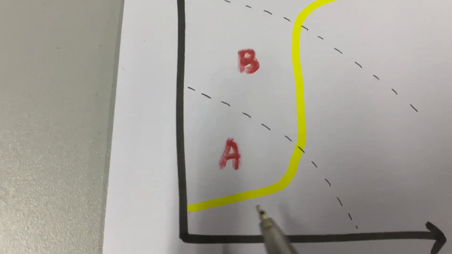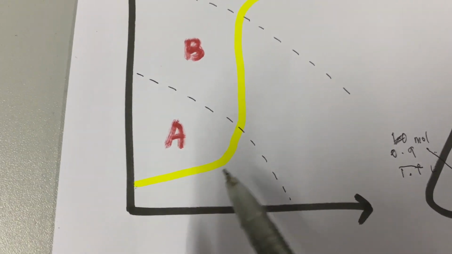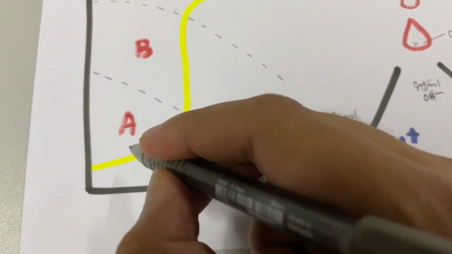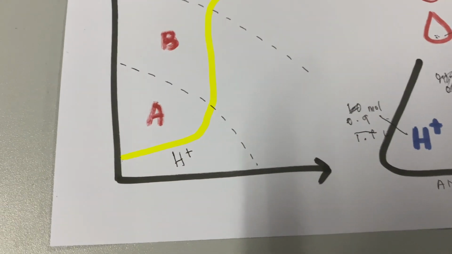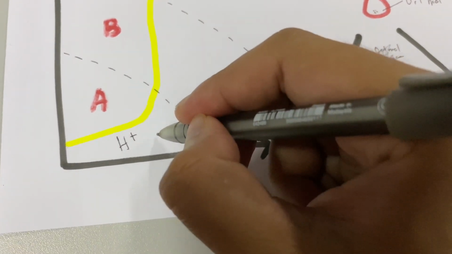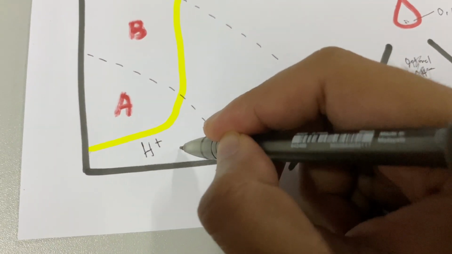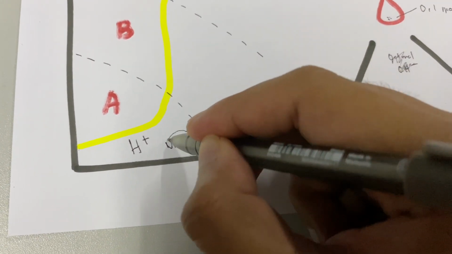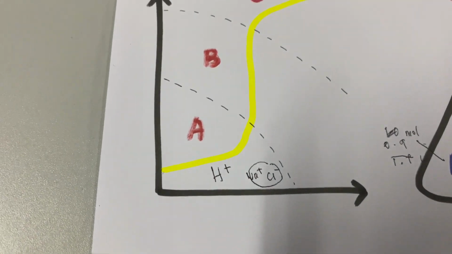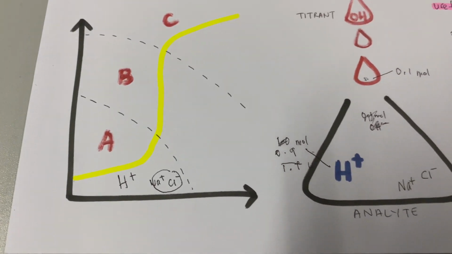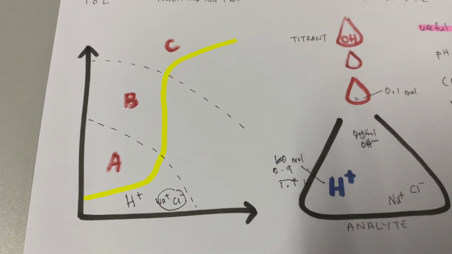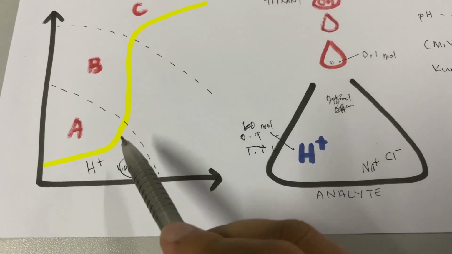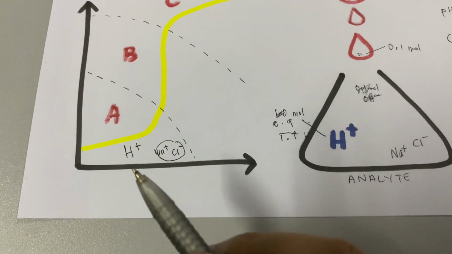So you can say that at region A, at part A, the dominant species will be H plus, and the other ions that exist will be Na plus and Cl minus, but both of them are spectator ions, or will form a neutral salt, which doesn't get involved in the determination of the pH. Okay, so that is what will happen at part A before the equivalent point.